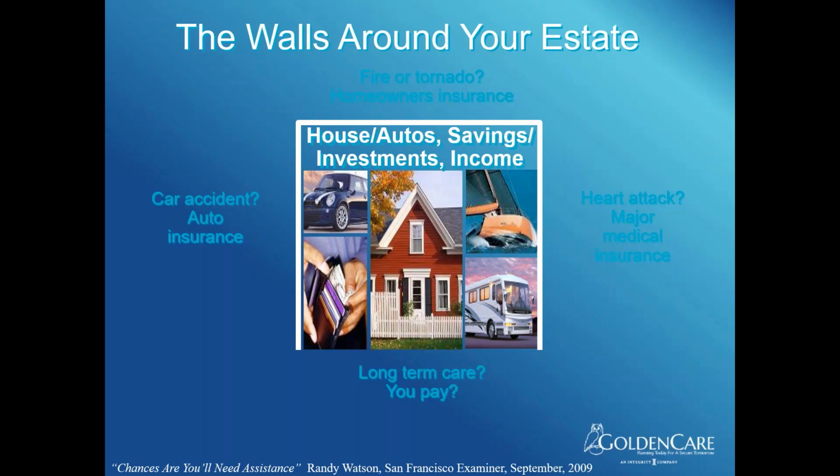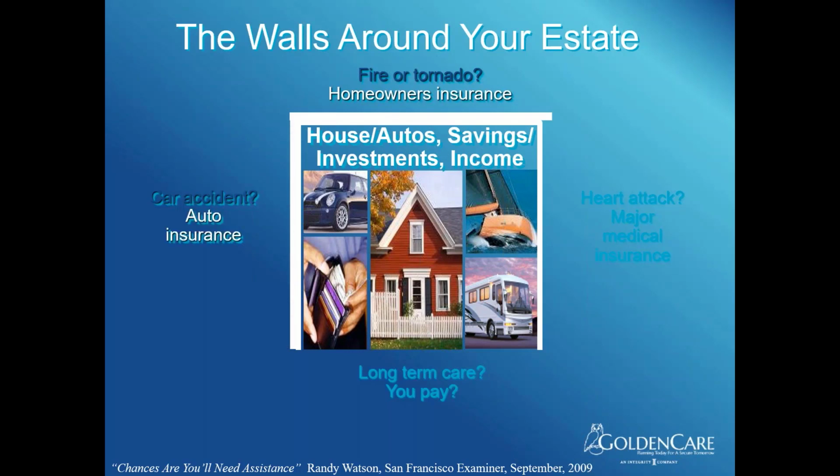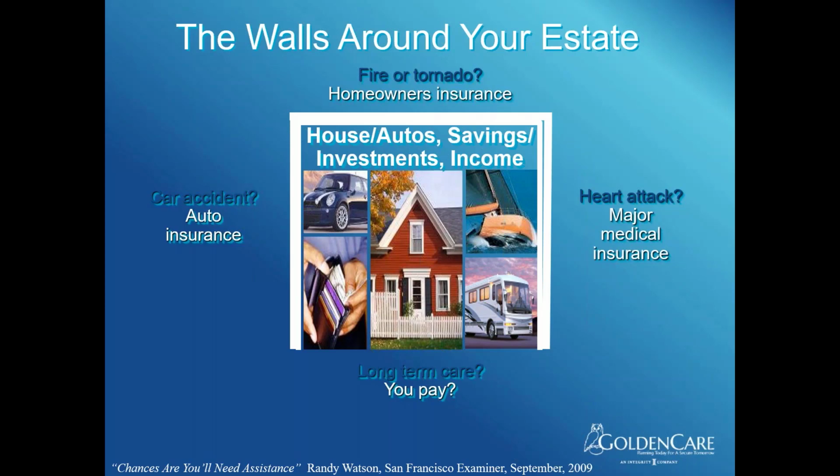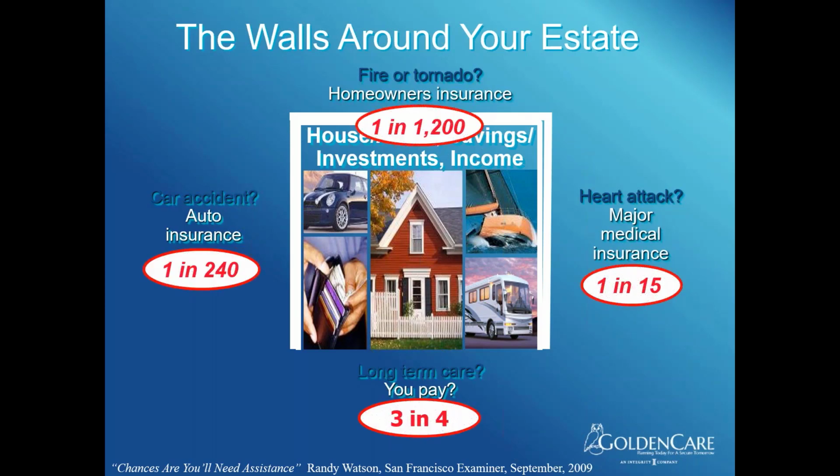So, but what are the odds? So fire or tornado, homeowners insurance, that's a 1 in 1,200 chance. And let me see these things fill in as I do this. So people have car insurance, auto insurance. In case they have a heart attack or major health, they have that covered. So long-term care, you pay for it. Do they have the odds? Yes. So look at these odds now. Love this slide.